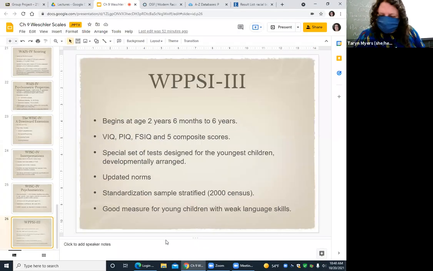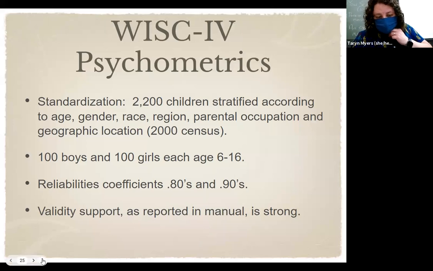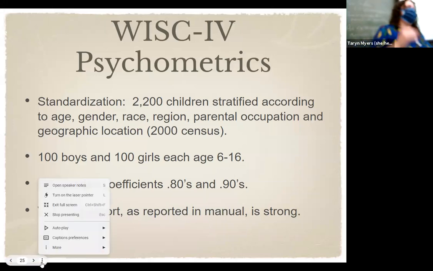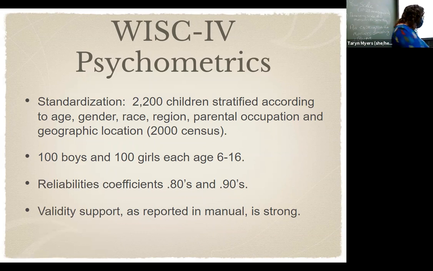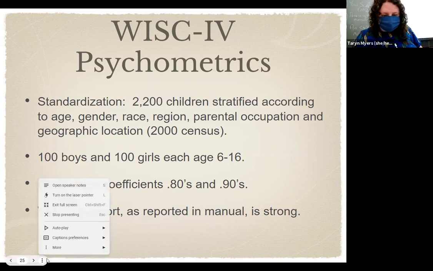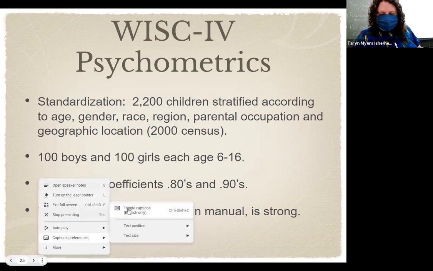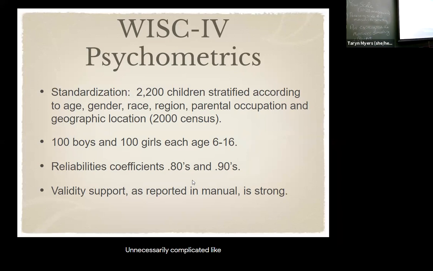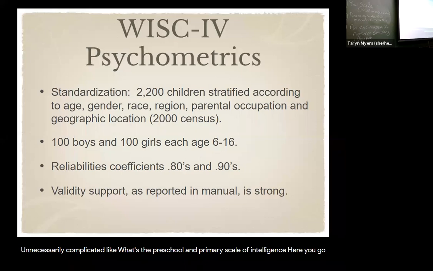All right, so let me present again, and go back a slide. And I can actually show you, I do not have a more recent WISC. By the way, the WAIS is the Wechsler Adult Intelligence Scale. The WISC is the Wechsler Intelligence Scale for Children. The WPPSI I'm going to have to look up because I forget it every time, but I have the manual right here. So, it's unnecessarily complicated. The Wechsler Preschool and Primary Scale of Intelligence.